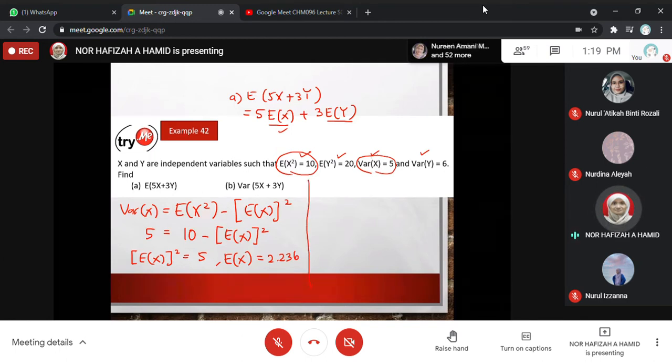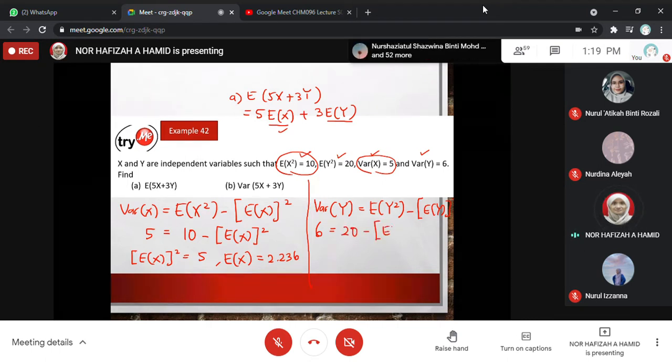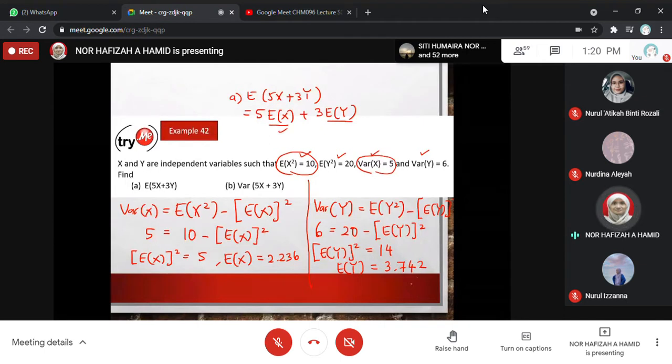Next, you can find E of y. You use the formula for the variance of y: the variance of y equals E of y squared minus E of y squared. The variance of y is 6, equal to 20 minus E of y squared. So E of y squared is 14 and E of y is 3.742. So now you have E of x and E of y. Next, you can substitute in part A.